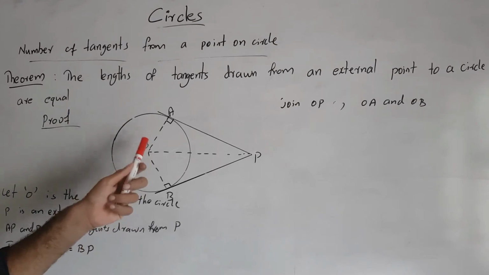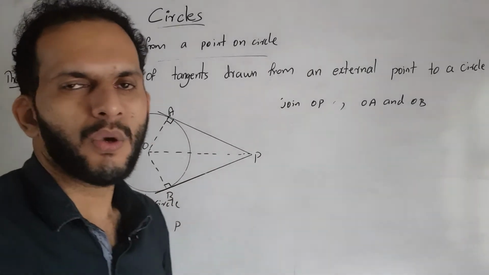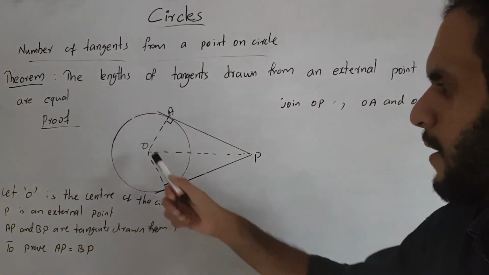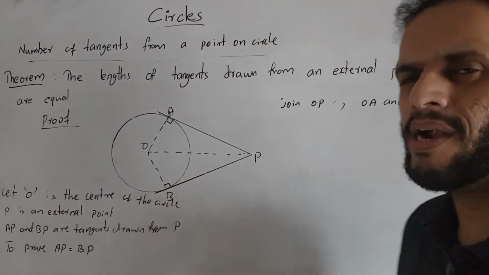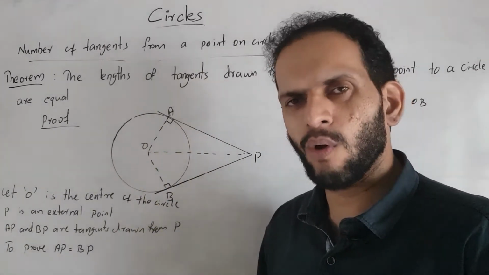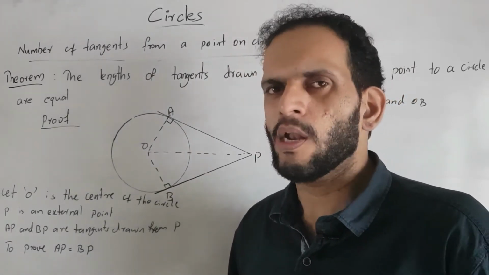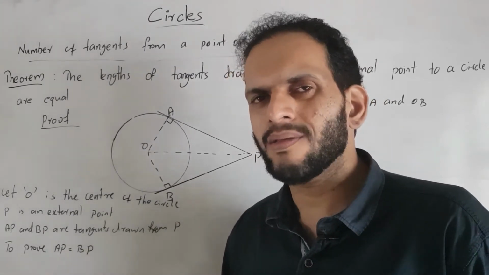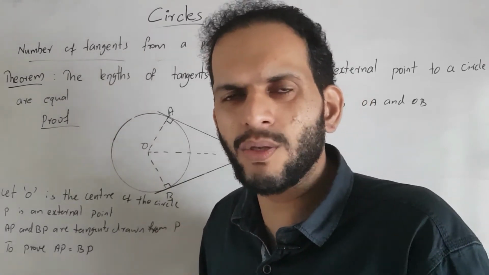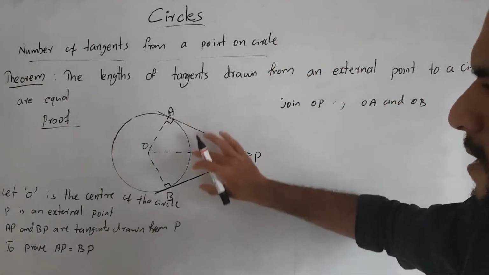So here we get two triangles, triangle OAP and triangle OBP. Next we want to prove the sides AP and BP of the two right triangles are equal. We have two ideas for proving this. The first one is by using congruency and the other one is by using the Pythagoras theorem. Now here we follow the congruency method. The same result is possible to prove based on the Pythagoras theorem also.